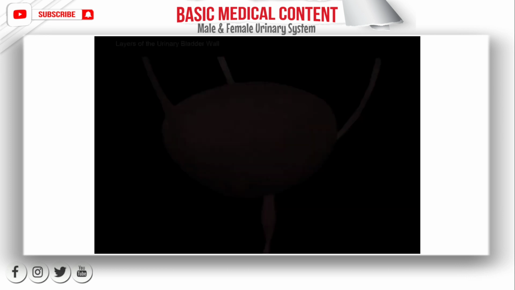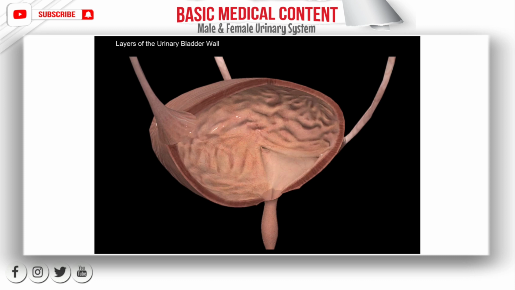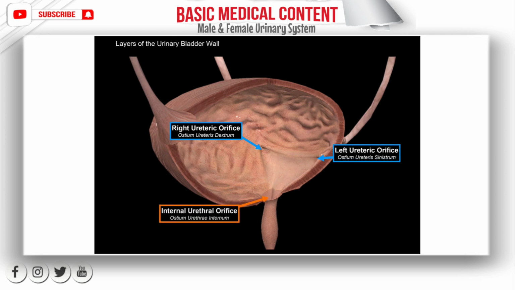Now, if you go back to this picture and open it up, you'll be able to see the right ureteric orifice and the left ureteric orifice, which remember are the openings for the ureters. And then down here is an opening for the urethra called the internal urethral orifice. And these three are going to form a triangle called the trigone of the urinary bladder, which is an area where the mucous fold is fused with the muscle layer.